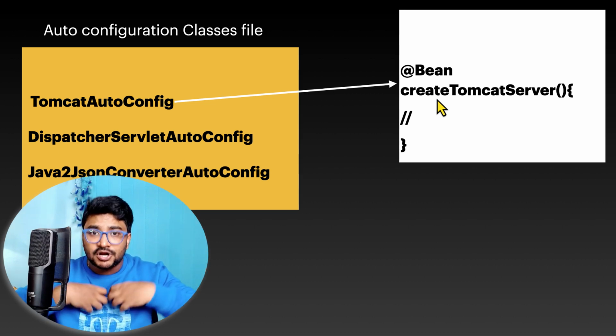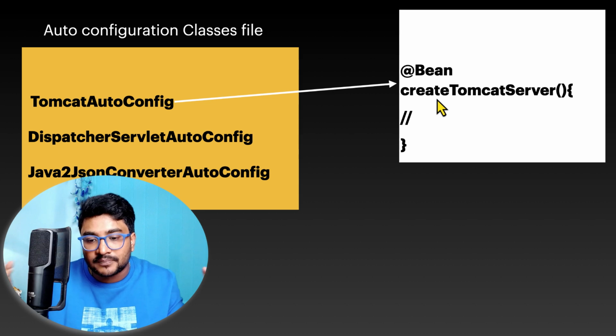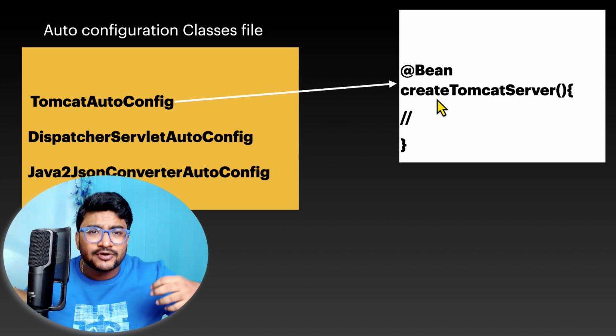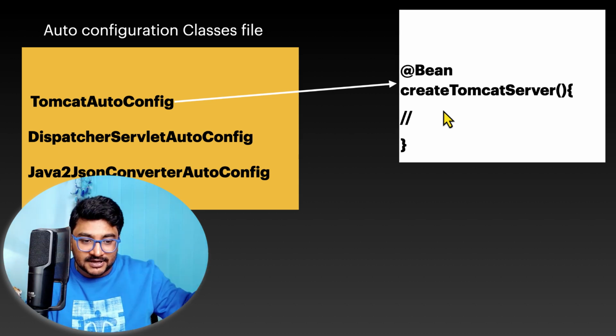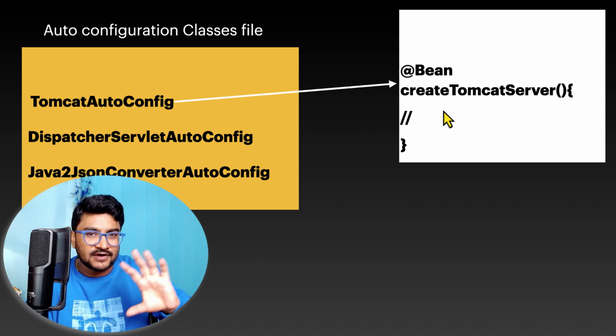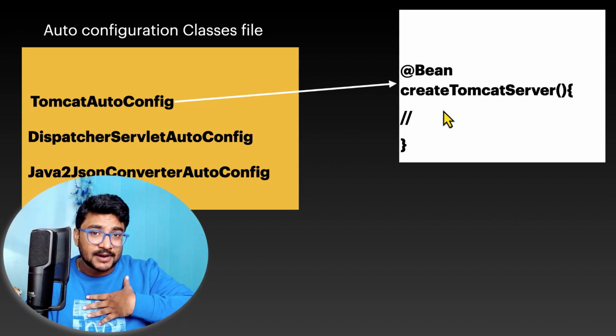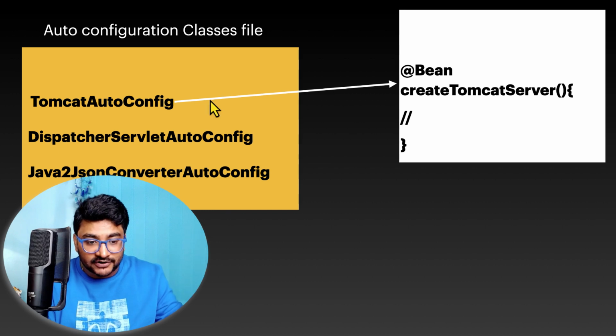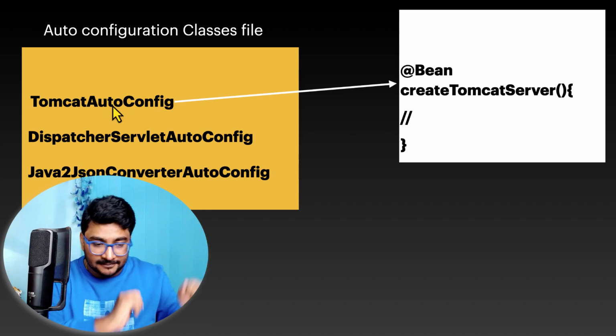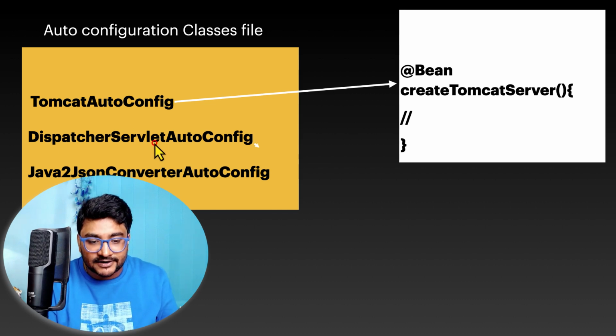I as a developer don't have to specify how a Tomcat server will be created, and I don't have to create any specific bean because I will be needing a Tomcat server. I don't have to configure it by myself. That will be automatically configured by the Spring Boot development team because this class has been written by the Spring Boot development team. Like that, I have a dispatcher servlet auto configuration.